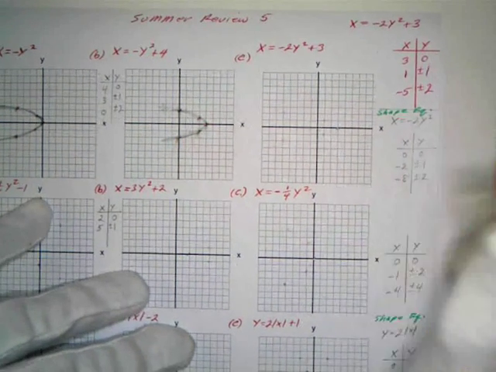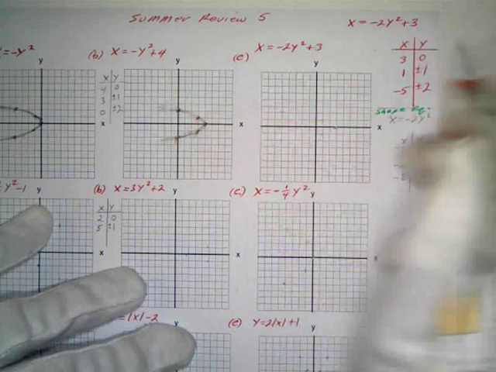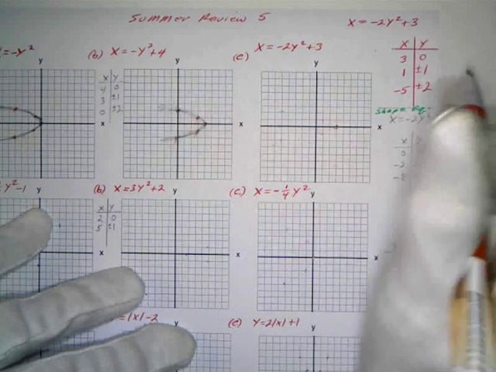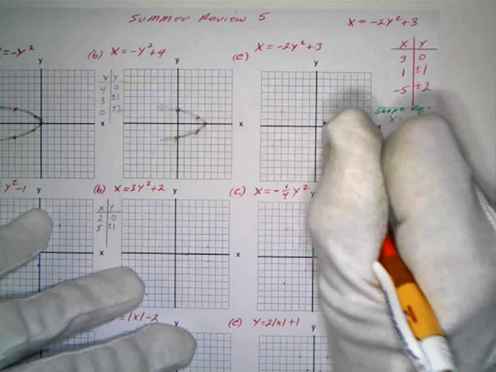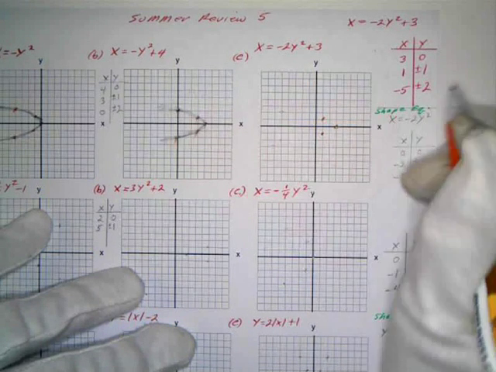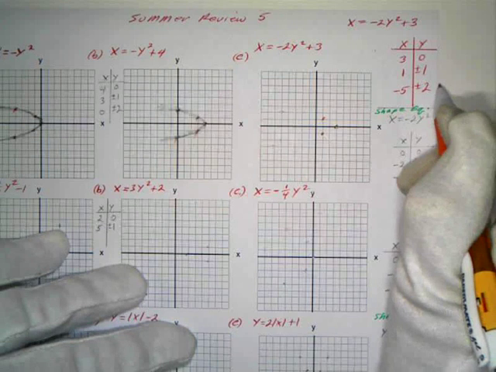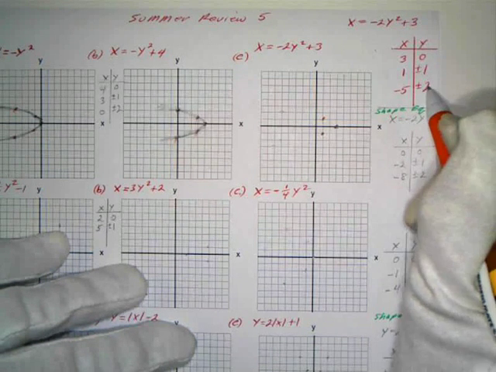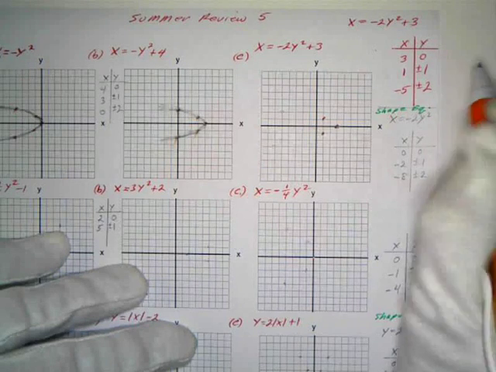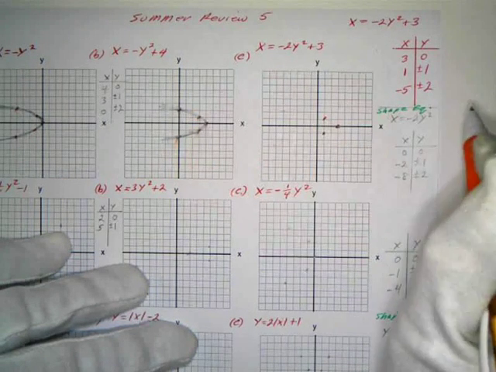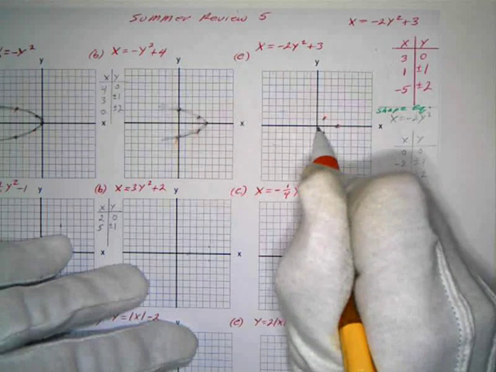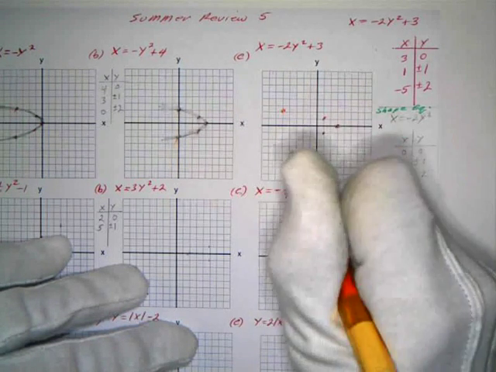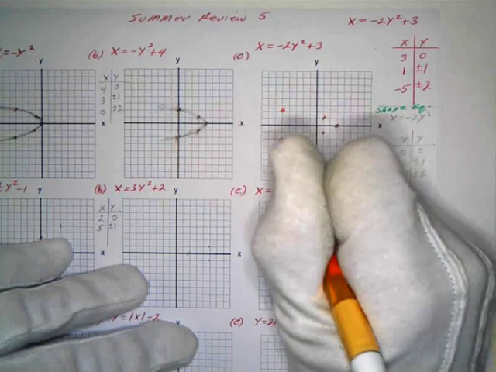And again, I could try some points. When y is 0, x is 3. That makes sense. When y is plus or minus 1, it's going to be negative 2 plus 3, which is 1, so x would be 1. And when y is plus or minus 2, that's 4, and then negative 2 times 4 is negative 8. Negative 8 plus 3 is negative 5. So x is negative 5. So it's a little skinnier.